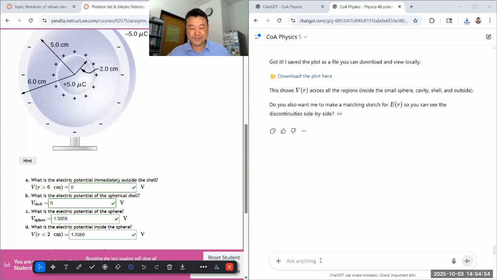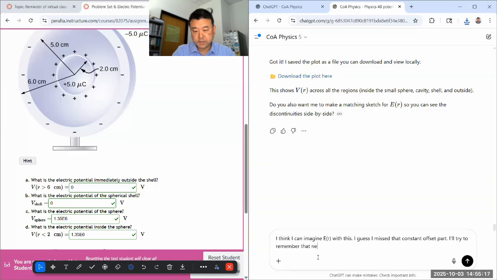GPT's got really good at doing plots, or any diagrams it can generate like it's a plot. So I'll say I think I can imagine this. I guess I missed that constant offset part. I'll try to remember that next time. That's all for now. Thank you.